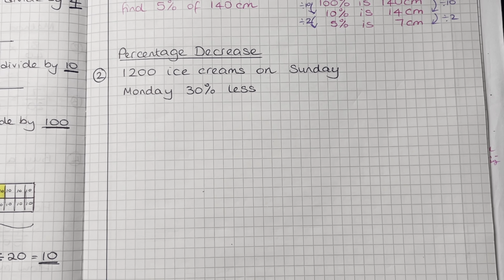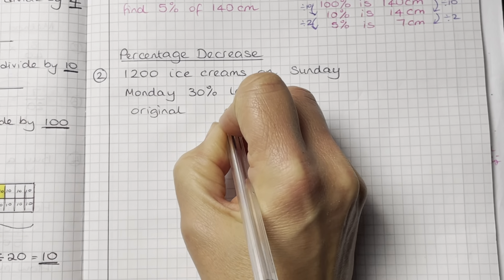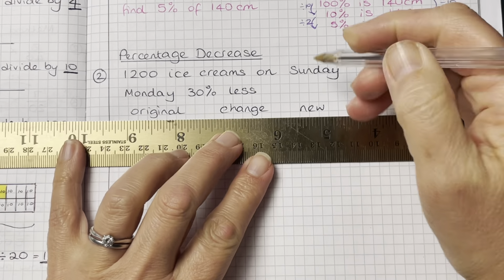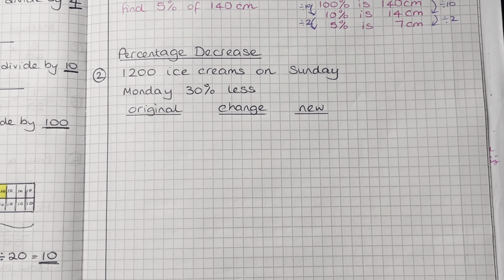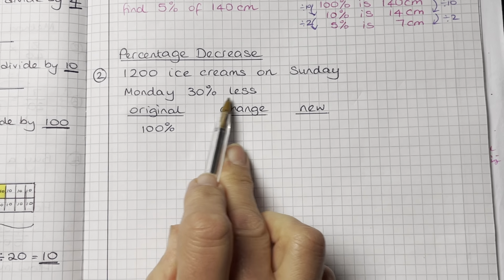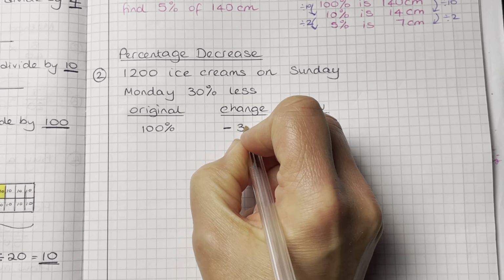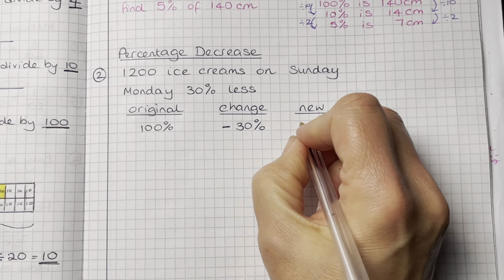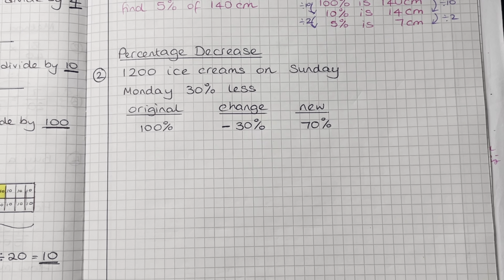So let's use that same system again. Original, change, and new. Again, I'm just going to quickly underline those. Keep it nice and neat so I understand what I'm doing. Remember, my original is my 100%. But this time, on Monday, I'm selling less. So my change this time is negative. 100% subtract 30% means that my new percentage is going to be 70%.